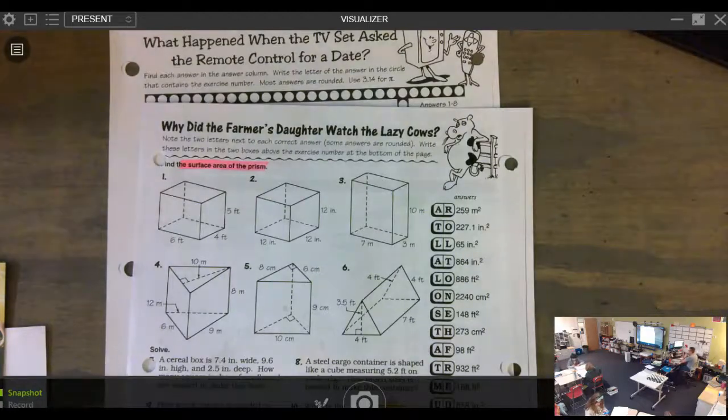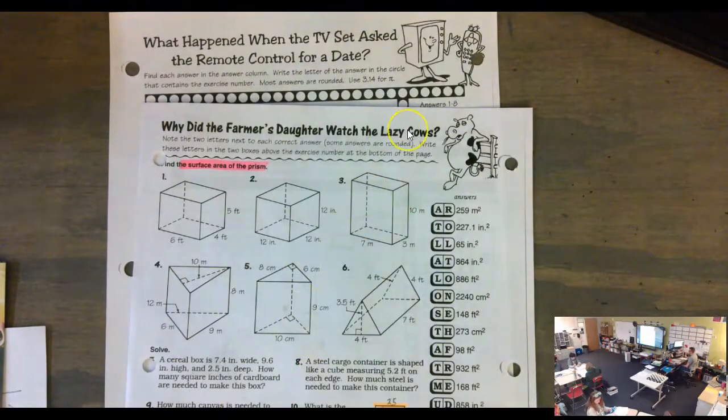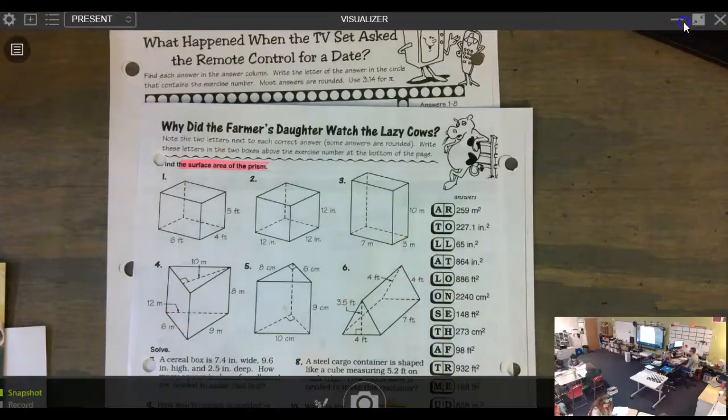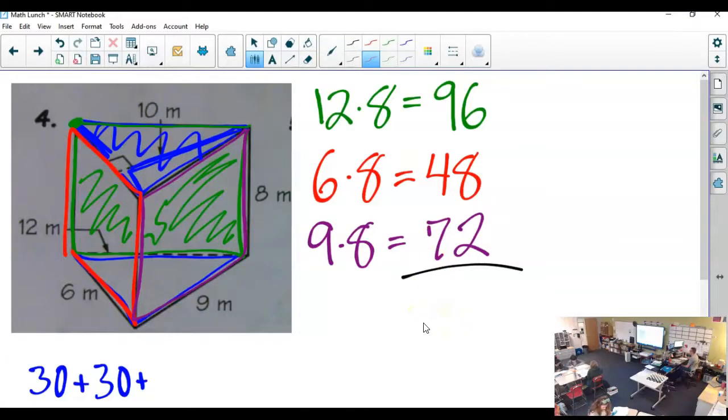So on the Farmer's Daughter Lazy Cows worksheet, let's look at number 4, because somebody earlier came and asked me about number 4. So guys, surface area. Surface area is more difficult than volume, because there's more steps. Surface area says take each face. What is the area of everything combined?